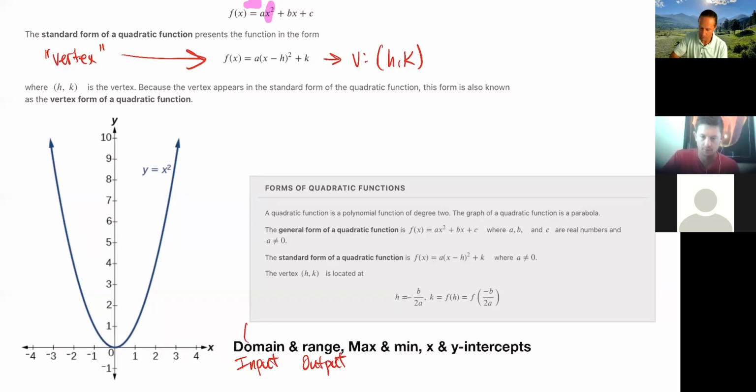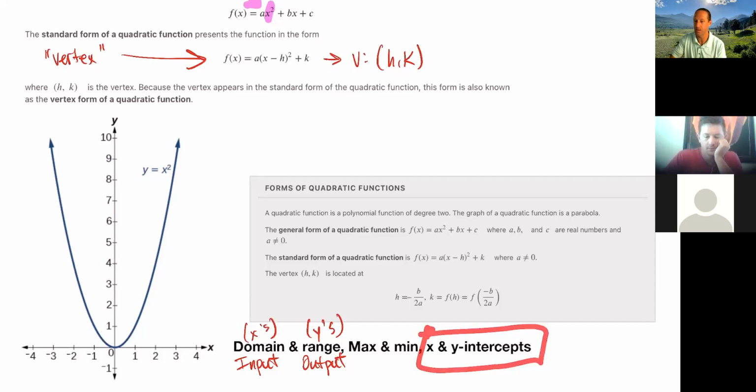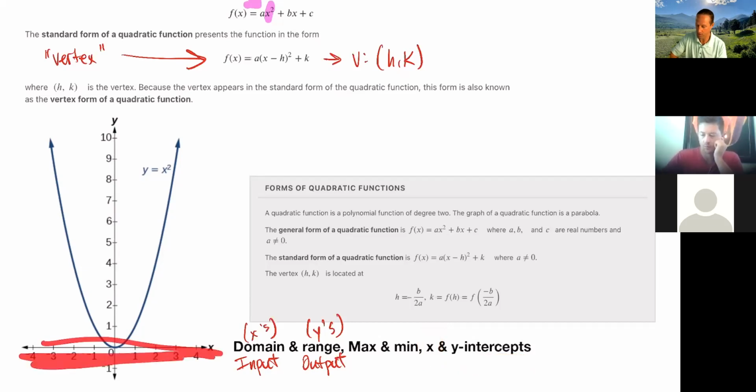Input outputs usually are X values and our Y values. Our max and mins are those high and low points. And remember, we talked both about local max and mins versus the absolute or global max and mins. Hopefully you remember the difference between those. And then something that we mentioned a little bit, but want to expand on. Do you guys remember X and Y intercepts? Where it crosses through or intercepts our X axis, and where it crosses through or intercepts our Y axis.